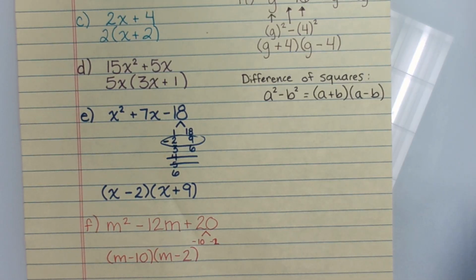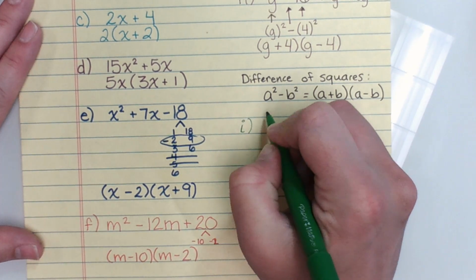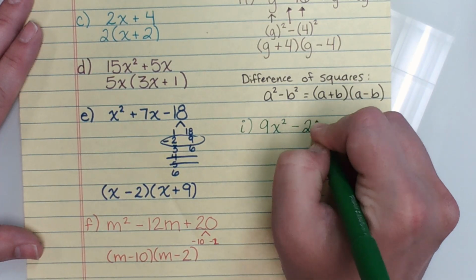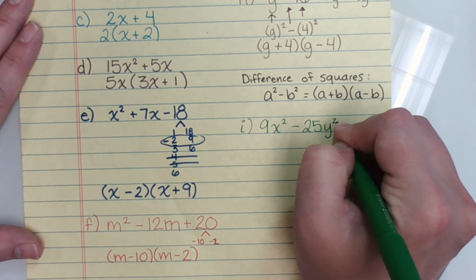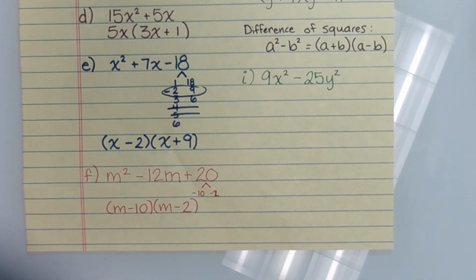The reason that I talk about this separately, even though you can do the shortcut to the AC method on it, is for problems like our very last one. 9x squared minus 25y squared. I still start with greatest common factor if possible. Does something divide off of 9x squared and 25y squared?